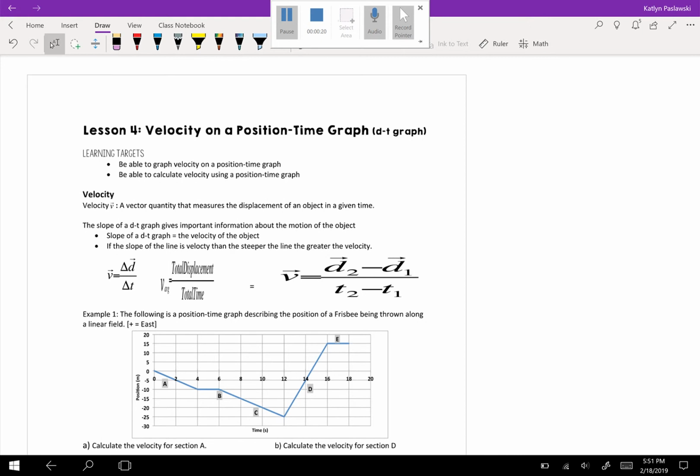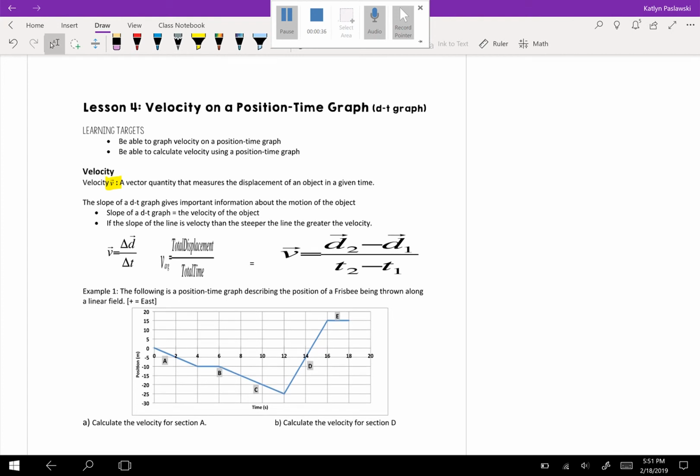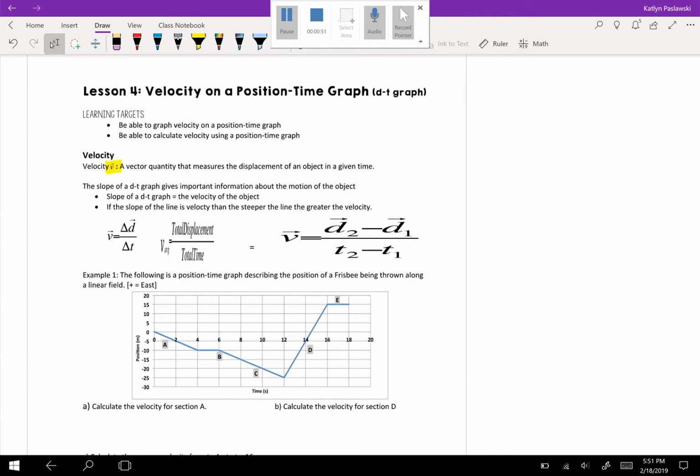So we know based off the last lesson that the symbol for velocity is the V with a little line on top representing the direction. And we're focusing on the measurement of the displacement of an object over a given period of time. When we're looking at a position time graph, the slope of a line gives us important information about the motion of the object. The slope of a DT graph is equal to the velocity of the object. If the slope of the line is steeper, it's going to have a greater velocity.